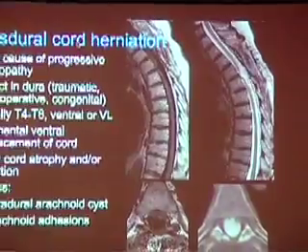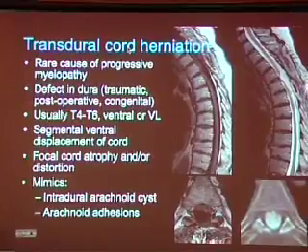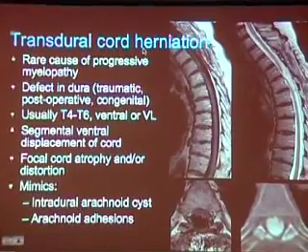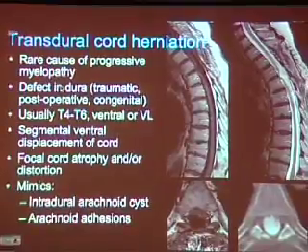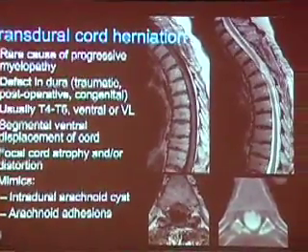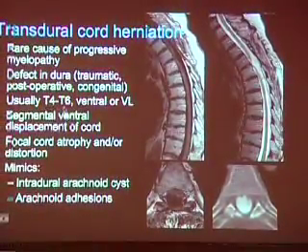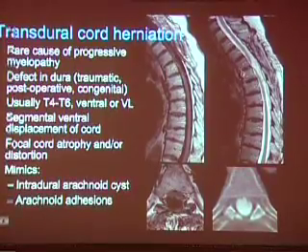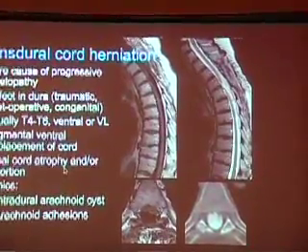Now, this is sort of a weird entity that I want you all to be aware of because radiologists often misdiagnose this or don't know what this entity is because it's pretty uncommon. Transdural cord herniation is a rare cause of progressive myelopathy that relates to a focal defect in the dura, which can be traumatic or postoperative, but it's often congenital, and it usually occurs at the T4 to T6 level, either ventrally or ventrolaterally. What do you see? You have a segmental ventral displacement of the spinal cord, as well as focal cord atrophy or distortion.